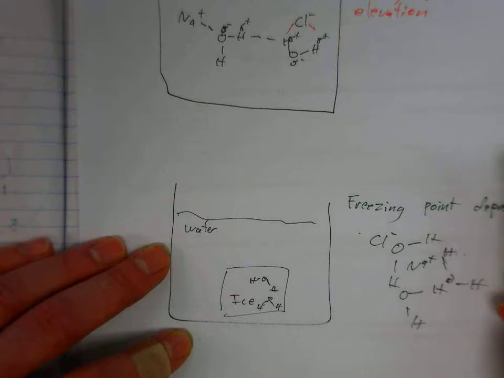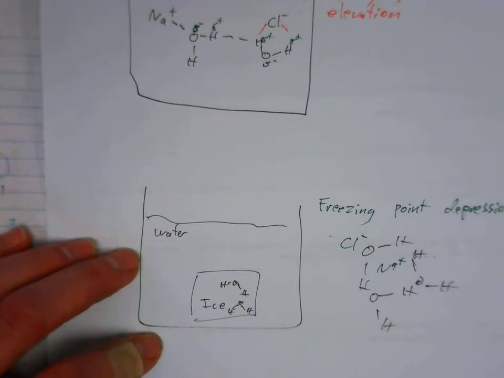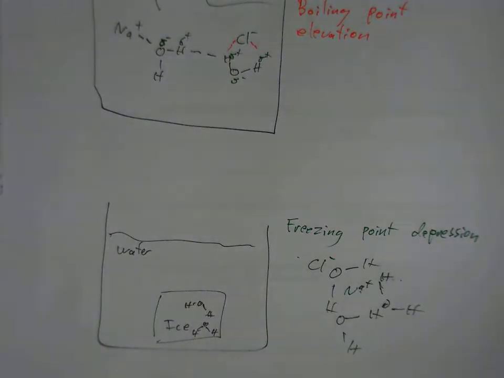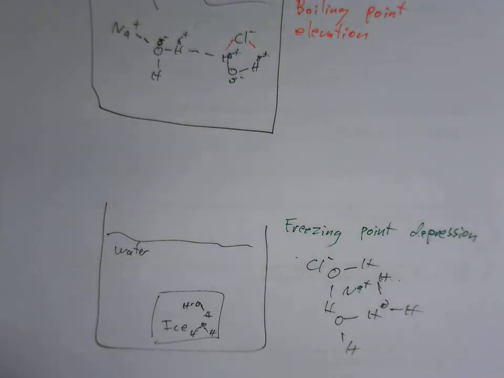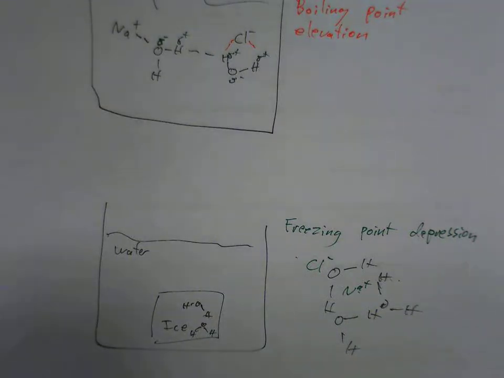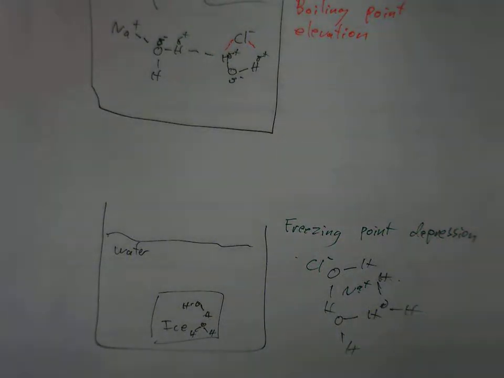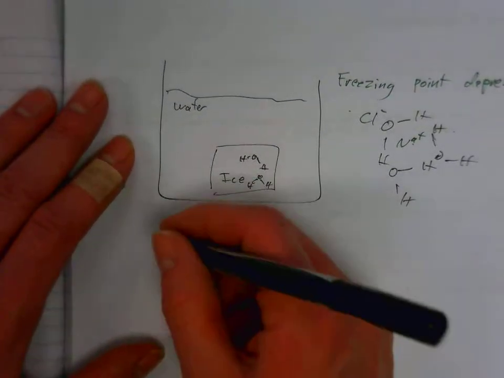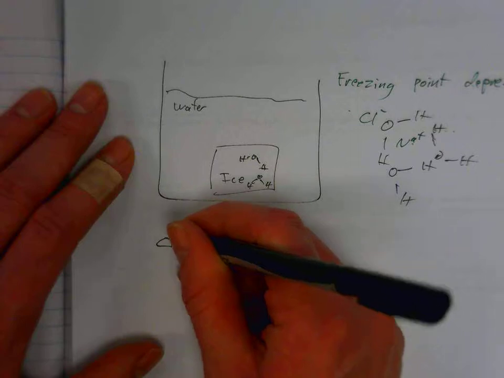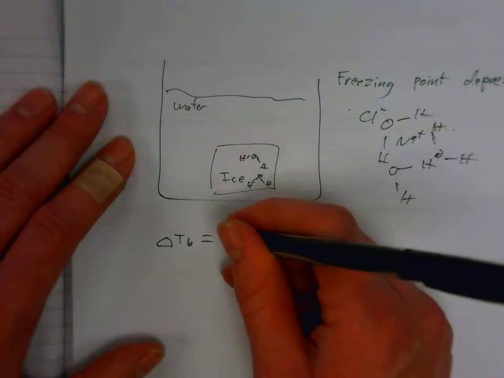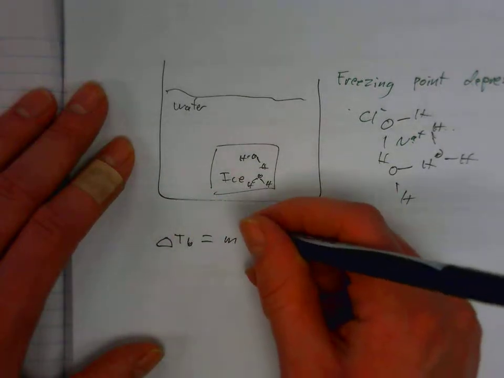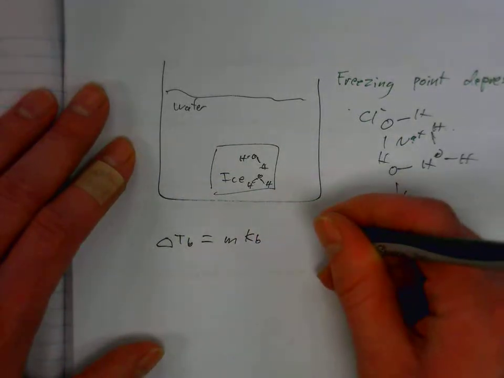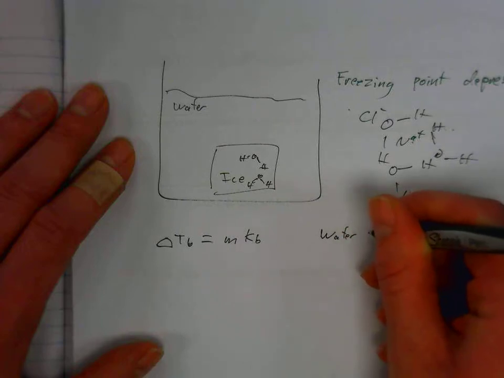So let's apply this. Now, in order to find the temperature change for the boiling point, the change in temperature for boiling is found by multiplying the molality times the boiling point constant. And for water, the boiling point constant K sub B is 0.52 degrees Celsius per molal.